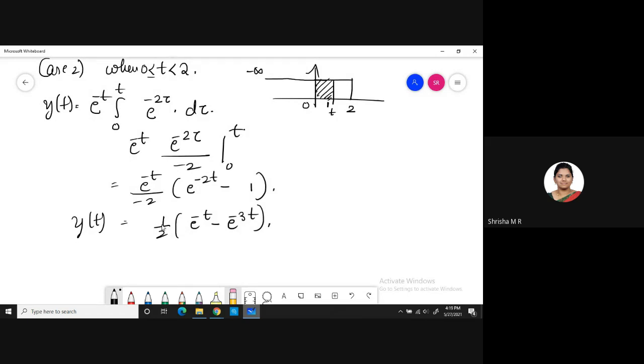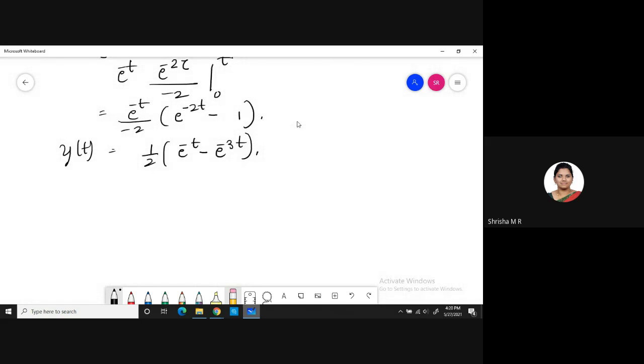y of t is half into e power minus t minus e power minus 3t when t is between 0 to 2. Got it? Clear? Case 3: you take when t is greater than or equal to 2. Last case, t greater than or equal to 2.